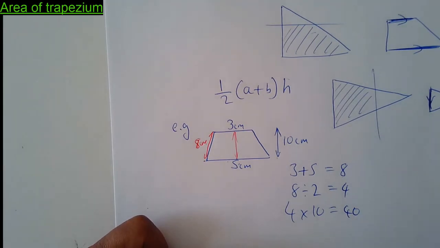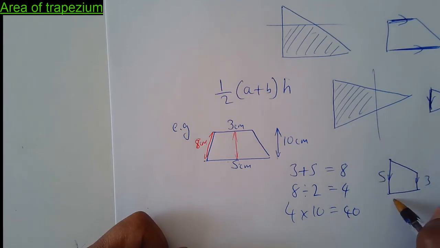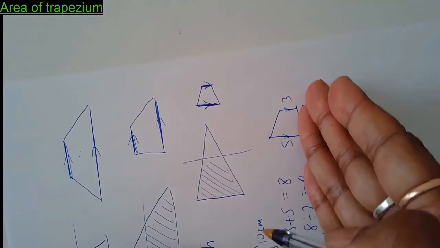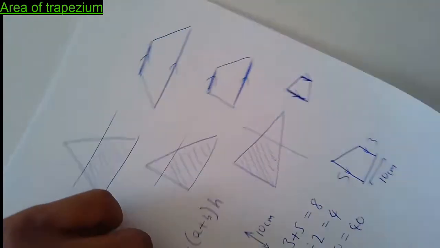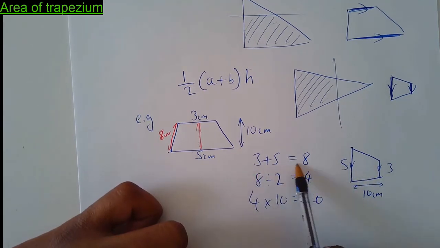Now just before I carry on, they might give you a trapezium like this on its side. Okay, here are the parallel sides. So you could have numbers here, for example 5 and 3, and the vertical height, it looks like horizontal now. Vertical height is 10 centimeters, but if you tilt it this way, look, it is the vertical height, the 10. That there is the same as that. It's the same calculation. You add the two parallel sides, you half it, and then times it by the vertical height.